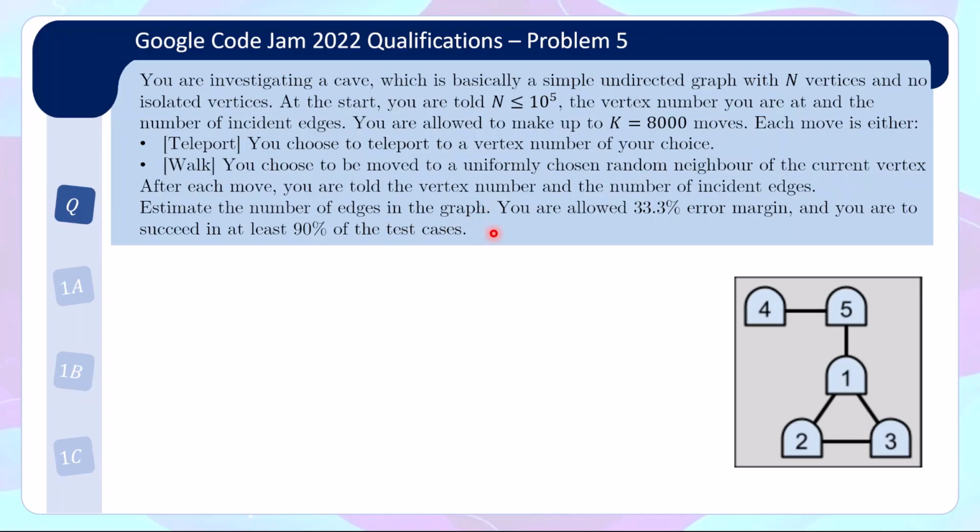Of course, there's no way you can get it 100% correct, so you're allowed a very large error margin. Actually, it's a 33.3333% error margin. And you are required to succeed on at least 90% of the test cases. So the error margin is super big, but you might think it's super big, but actually not really.